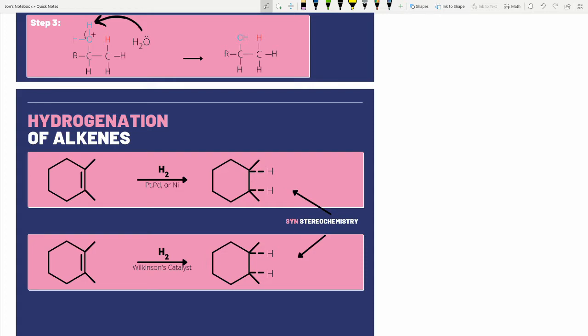As you can see, the addition of hydrogen atoms to the alkene produces a syn stereochemistry. At the bottom, instead of using the metal catalyst, we can also use what's called a Wilkinson's catalyst to help with the hydrogenation of alkenes. The last thing that we want to mention is that the regiochemistry does not matter because we're adding the same group across the double bond.